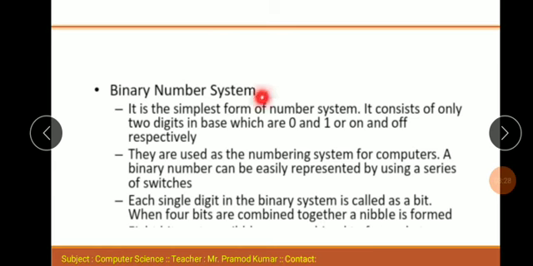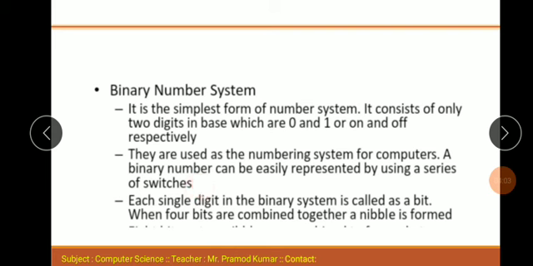Next, the binary number system. It is the simplest form of number system. It consists of only 2 digits in base, which are 0 and 1, meaning off and on respectively. The binary number system consists of only 2 digits, 0 and 1. They are used as the numbering system for computers. A binary number can be easily represented by using a series of switches.